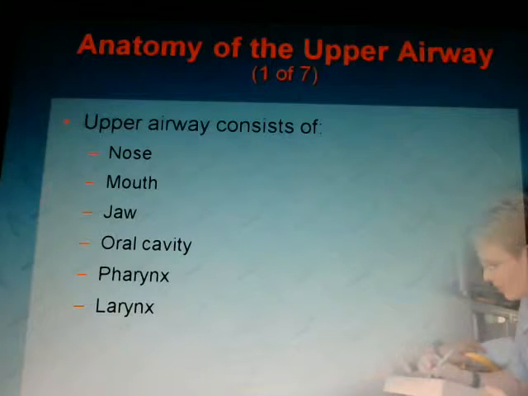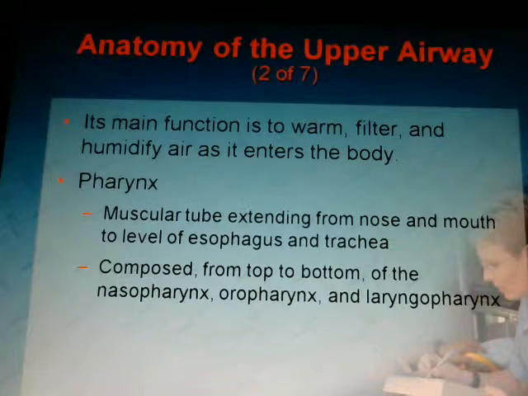The upper airway consists of the nose, mouth, your jaw, your oral cavity, your pharynx, and your larynx. Its main function is to warm, filter, and humidify air as it enters the body. Your pharynx is a muscular tube extending from the nose and the mouth to the level of the esophagus and the trachea. It's composed from top to bottom of the nasopharynx, oropharynx, and larynx.